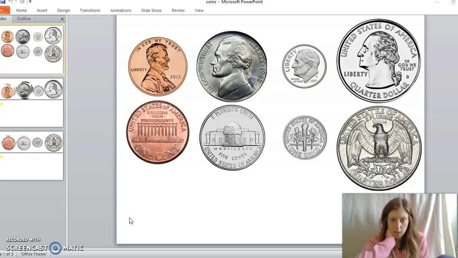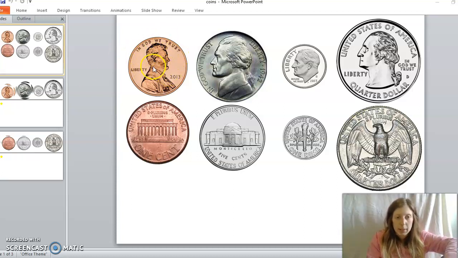So first, we have the penny, which is right here. The penny is a copper color. Abraham Lincoln is on the penny. This is the front of the penny. And this is the back of the penny. It is worth 1 cent, which it says right on the back of the penny.